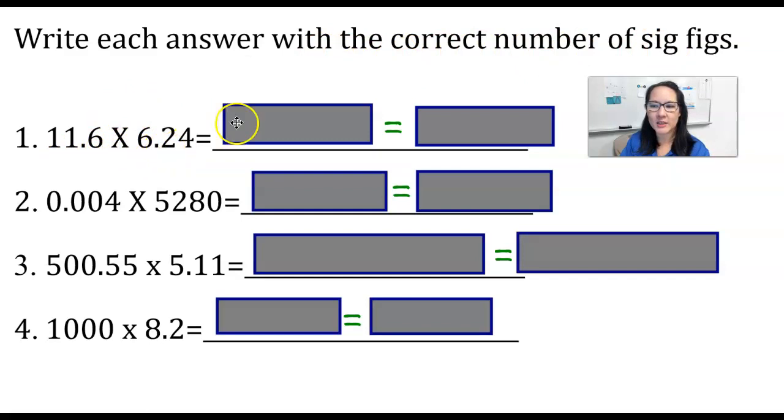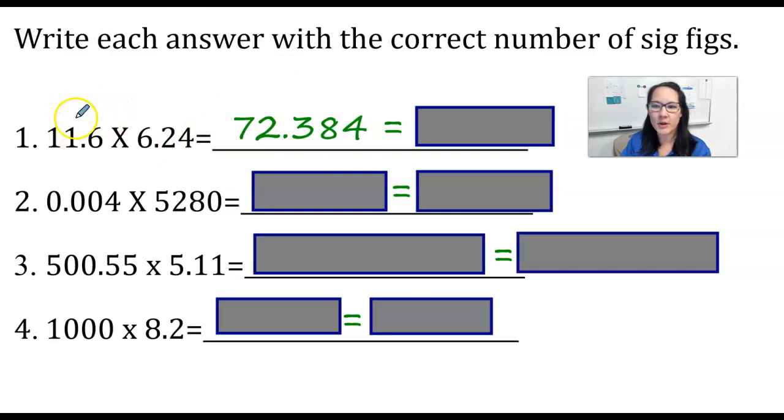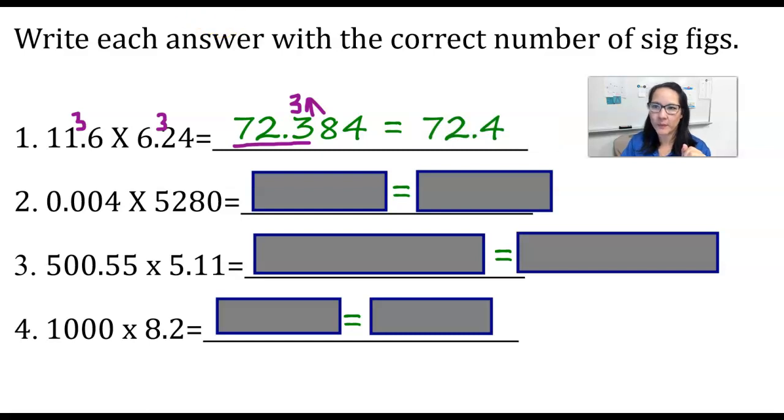Okay, so we're going to write each answer with the correct number of significant figures. 11.6 times 6.24, if you put it in a calculator, you're going to get this. And then we got to look and see that this number here has 3 significant figures, and this number has 3 significant figures, and therefore I can only have 3 sig figs here. So we're going to have 72.3. The 3 is followed by an 8, so it's going to round up to be a 4, and that gives us 72.4.